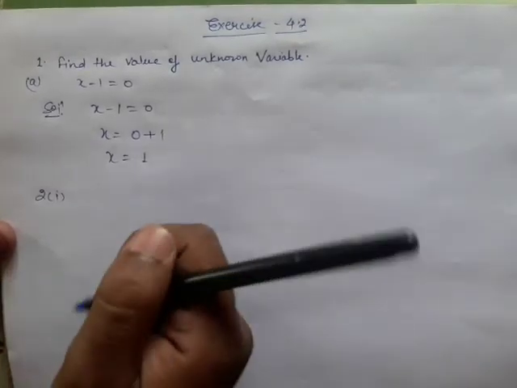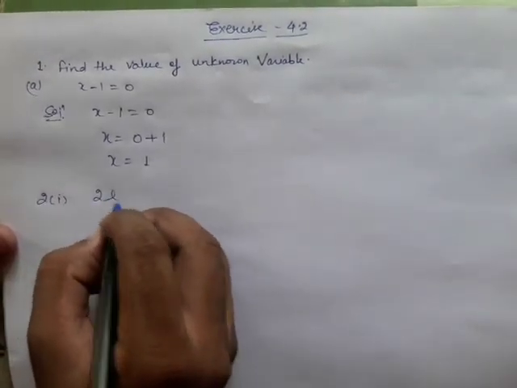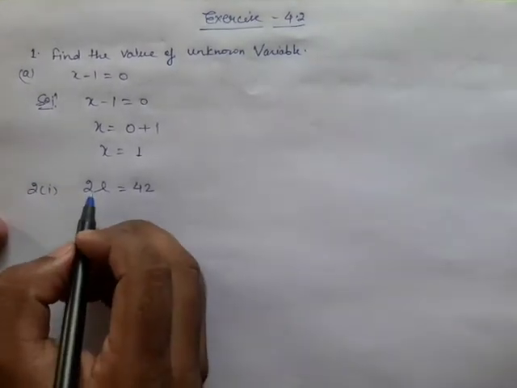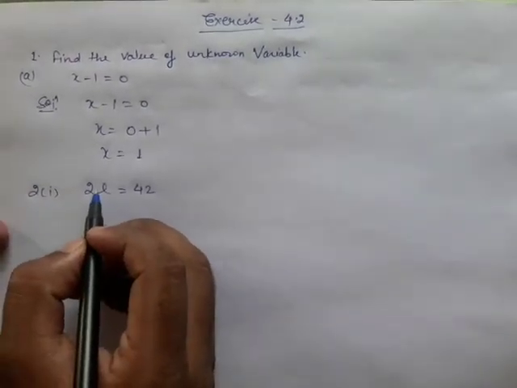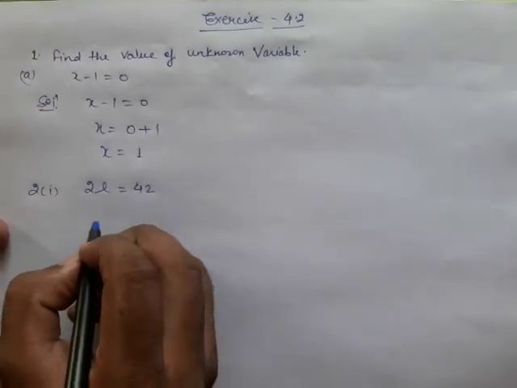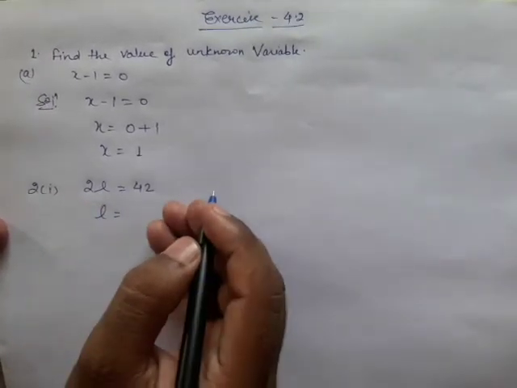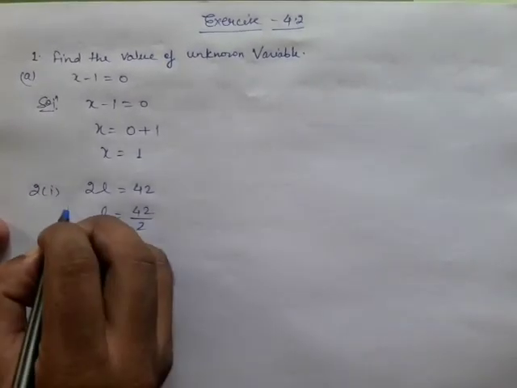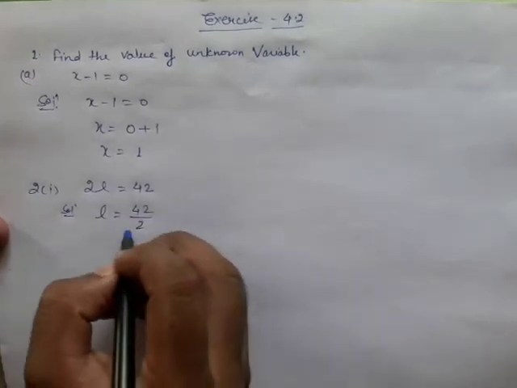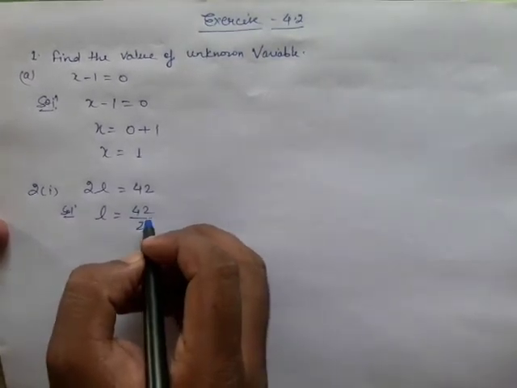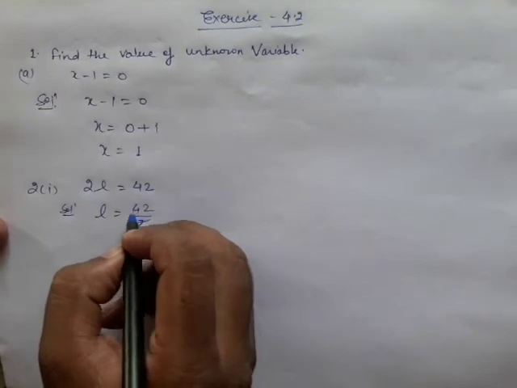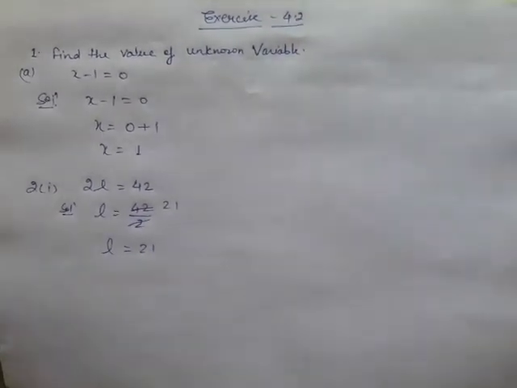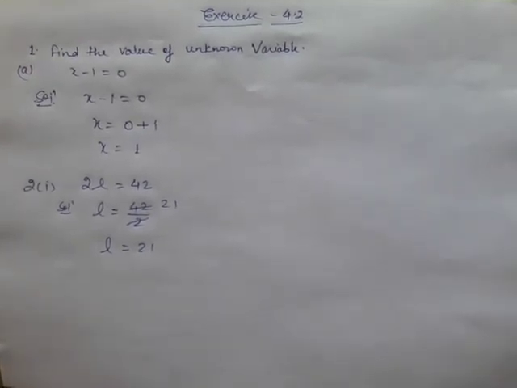Second one: find the value of unknown variable. 2l equal to 42. Clear? Between 2 and l there is a multiplication sign, so it changes to divide. L equal to 42 by 2. 2 2s are 4, 2 1s are 2, so L equal to 21. It is the value of L.